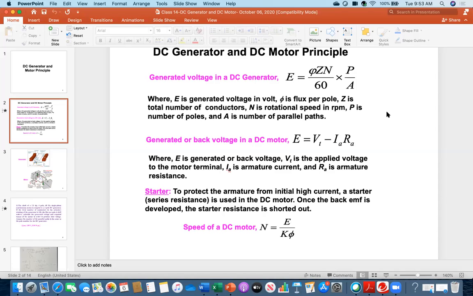Soon today we will solve some numerical problems. With your pen and paper, you will be doing some numerical problems with me. So please, everybody, write down this equation and then write down the meaning of those symbols: phi Z N by 60 multiplied by P by A. A is the number of parallel paths, P is the number of poles, N is the speed, phi is the flux per pole, and Z is the total number of conductors.